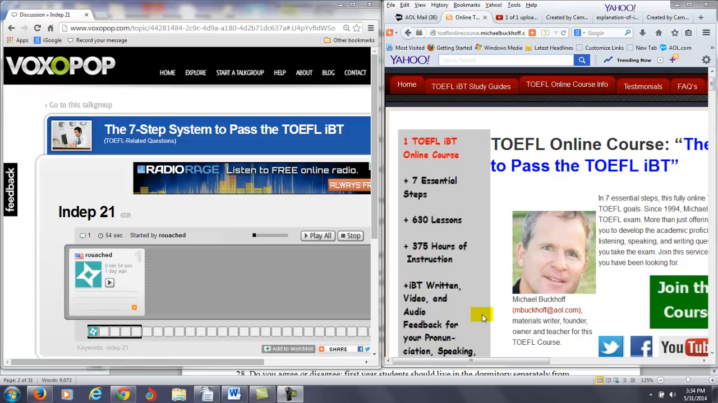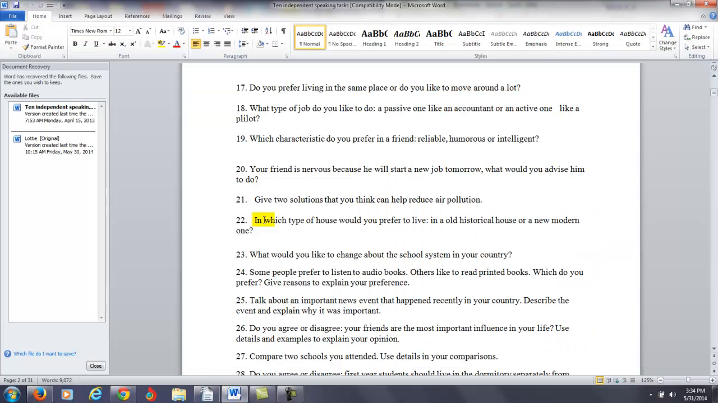You're working hard. I think you're making some modest improvements with your organization, but still, I think you can do better in terms of how you're structuring your ideas. So let's see how you approached independent speaking practice test 21, which is: give 2 solutions that you think can help reduce air pollution.